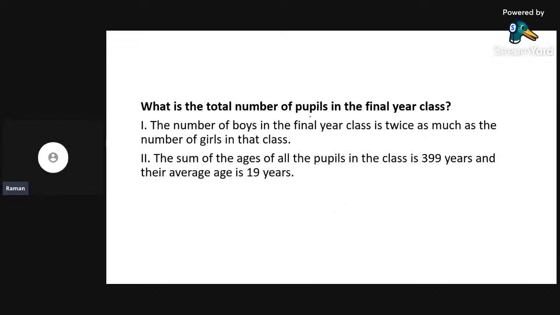So you're saying the first statement is about boys being two times the girls. So you say boys is equal to two times the girls. They have given the sum, they have given the average. You know, average is sum divided by the total number. So the option is statement two alone.